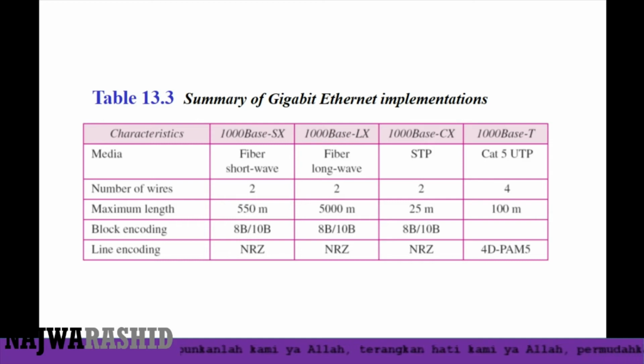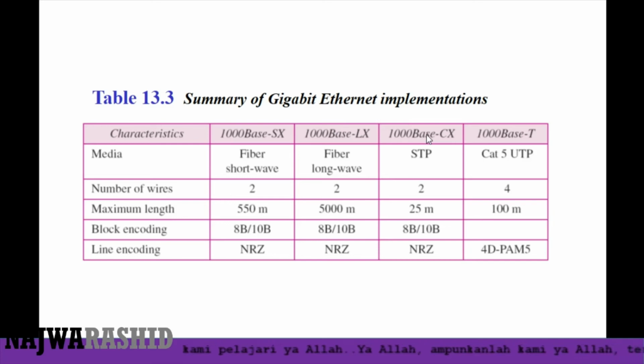The characteristic for 1000Base-SX is that it uses fiber short wave media. The difference between SX and LX is the type of media and the maximum distance of the cable. When we use short wave, the number of wires is 2 and the maximum length is 550 meters. If we want to use 1000Base-LX, it is for fiber long wave, so the maximum distance is equal to 5000 meters.